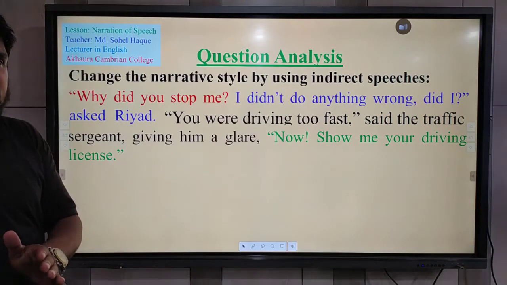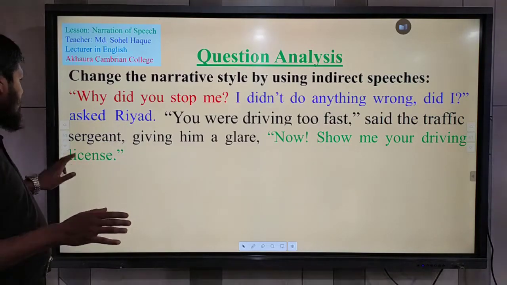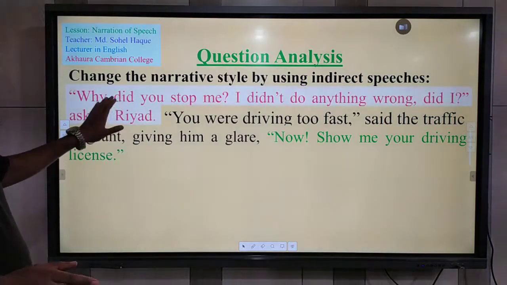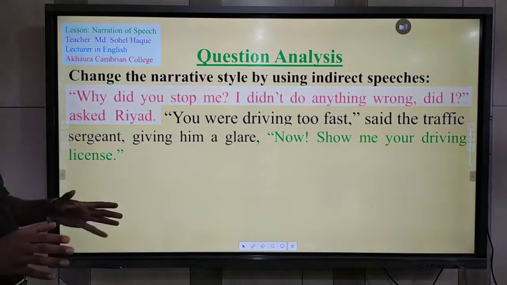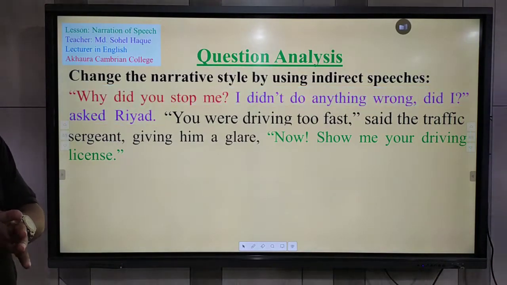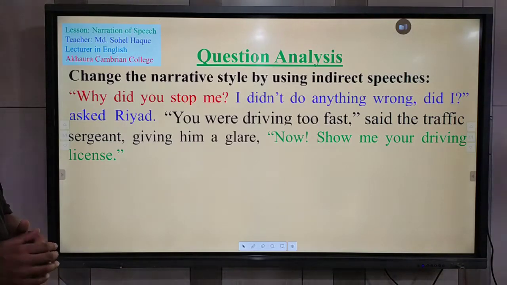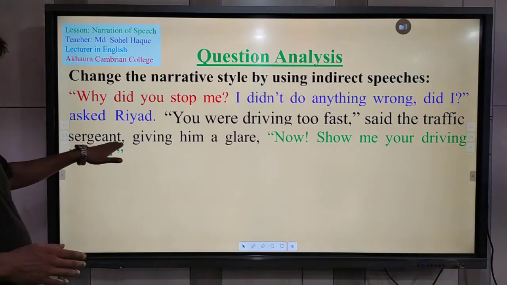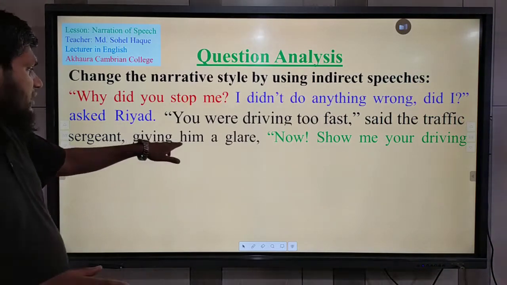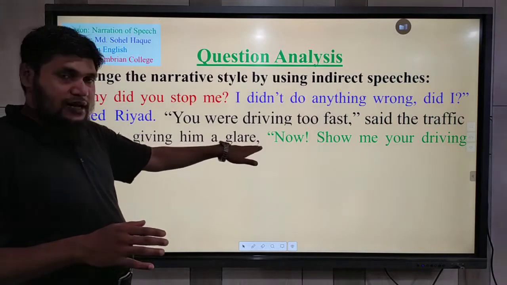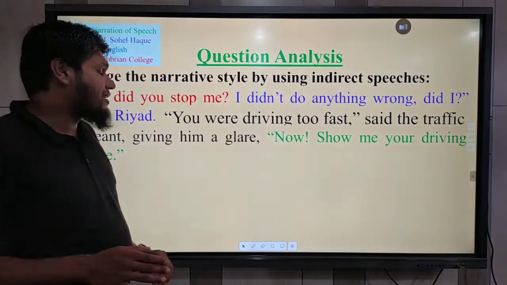So the first speech is spoken by whom? Who is the speaker of the first speech? Ria. So, which one is the second speech? You were driving too fast, said the traffic sergeant. Comma. There is no full stop, so the speech is continuing. Giving him a glare. Comma. The speech is continuing. Now, show me your driving license.